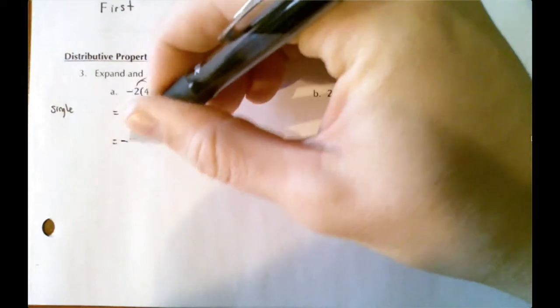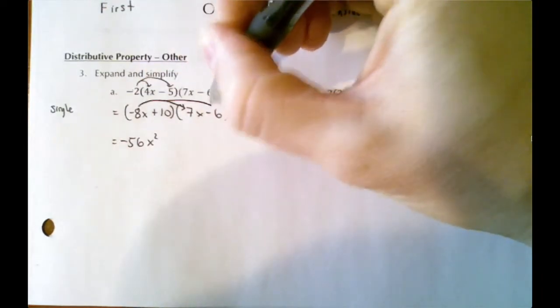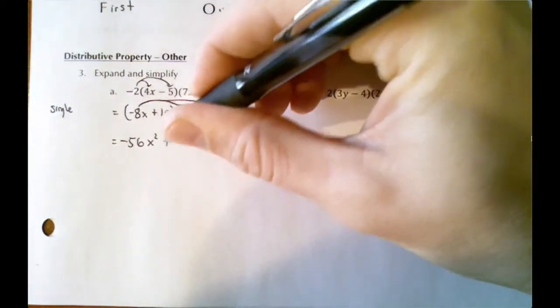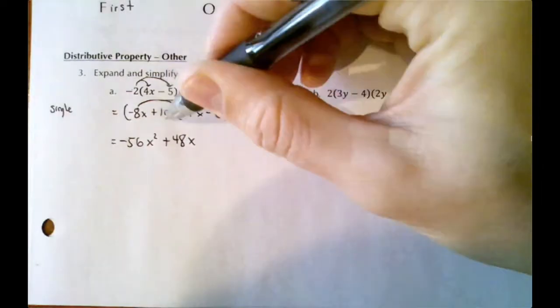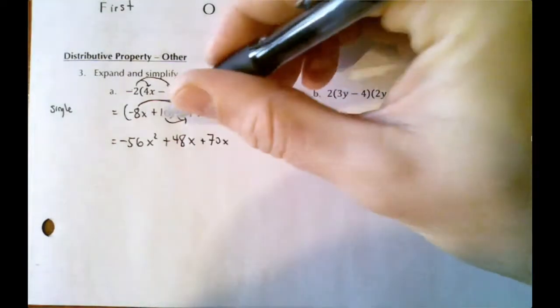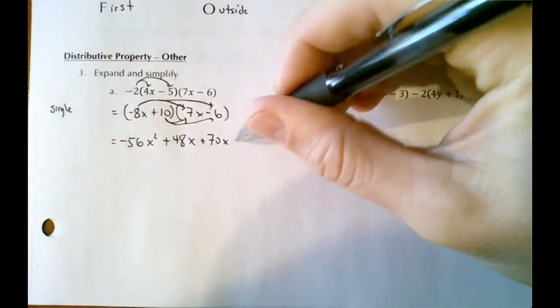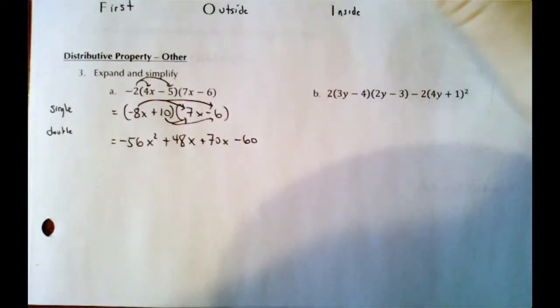Negative 8 times 7 is negative 56. X times x is x squared. Negative 8x times negative 6. Negative times negative is a positive. 6 8s are 48. And we've got an x. 10 times 7x is 70x. And 10 times negative 6 is negative 60. That's where we did our double. So single multiplication and then a double multiplication.